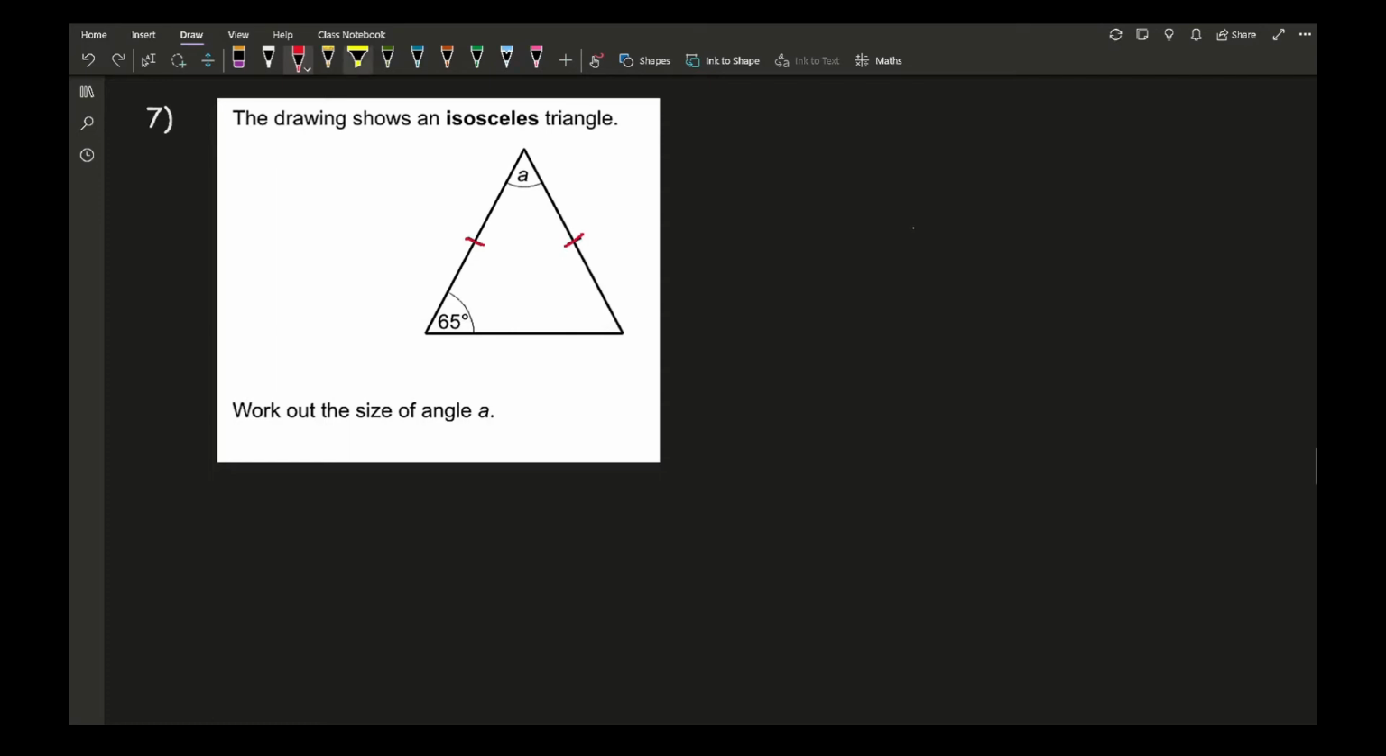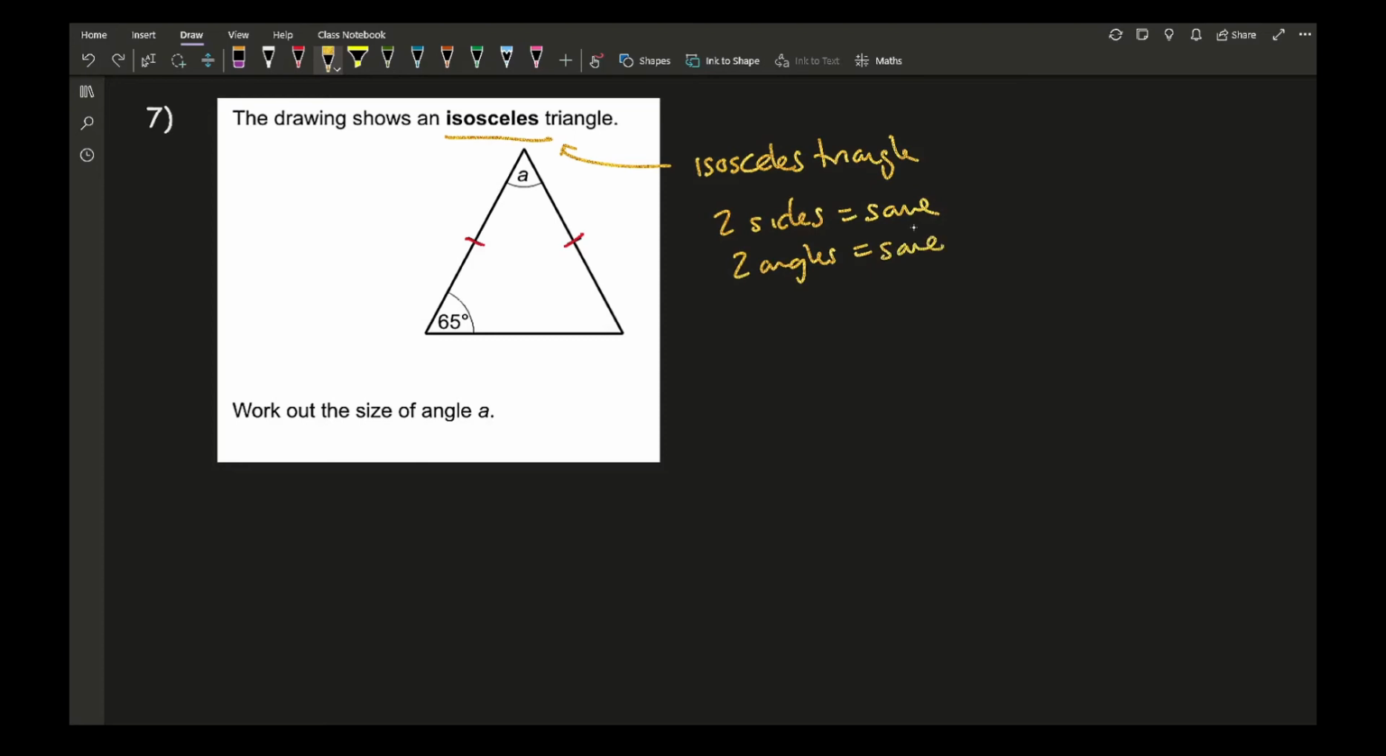Now, the key principle of an isosceles triangle, and you usually find that any key information in the exam will be written in bold lettering, so it's always worth making notes. So what do we know about isosceles triangles? Well, two sides are the same, and also two angles are the same.